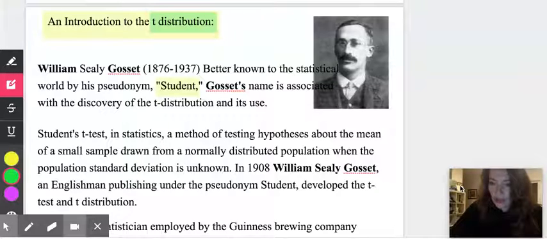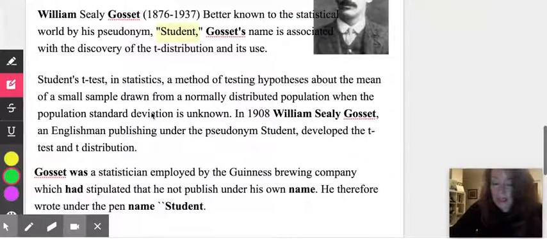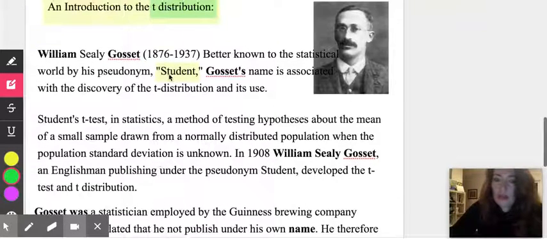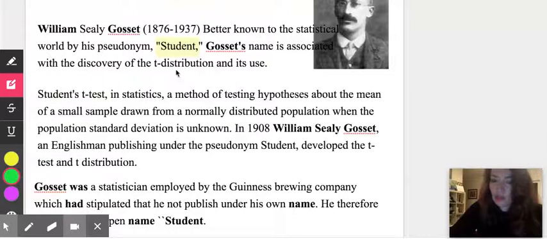So before we get into it, just a little information about who developed it, known to be discovered by William Seeley Gossett. He was a statistician employed by the Guinness Brewing Company. It is also given the student's model because he went by the pseudonym student because he was not allowed to publish under his real name. So if you hear student model, you know we are talking about a T model.